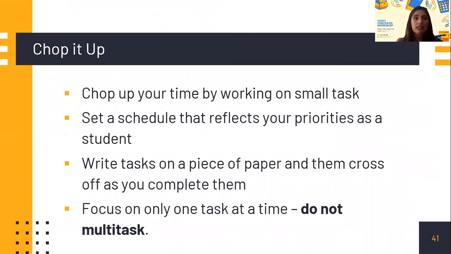A way that you can do this is to do something called chop it up. And this is where you chop up your time by working on small tasks. So you want to set a schedule that reflects your priorities as a student. So if your priority is to pass the exam, then your priorities may be different than someone who has the goal of getting 100 on the exam. So you really want to set a schedule that reflects your personal priorities.